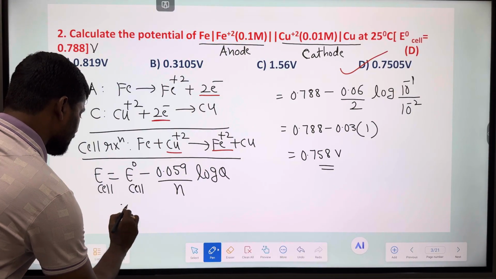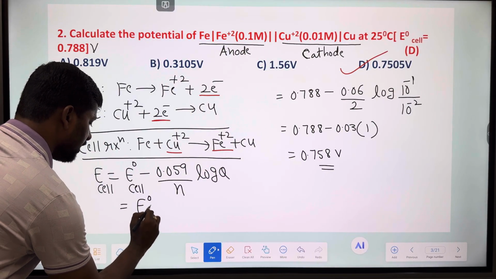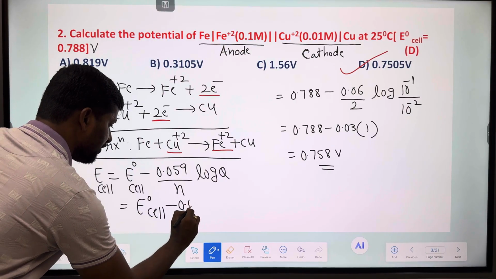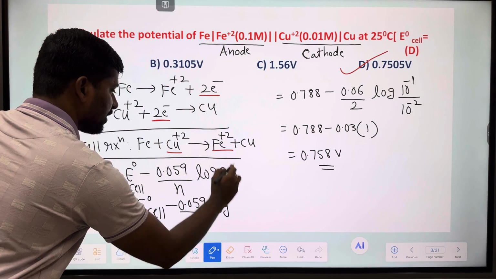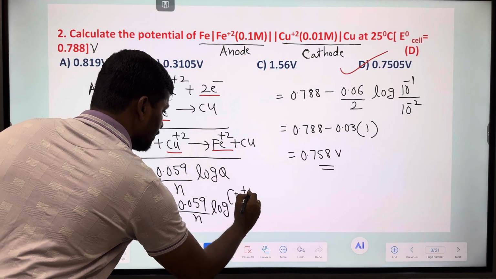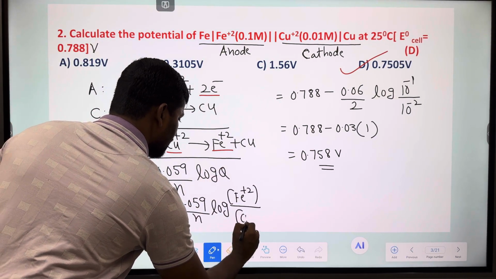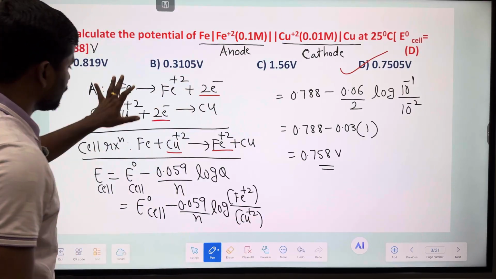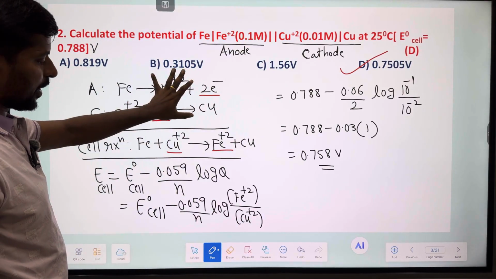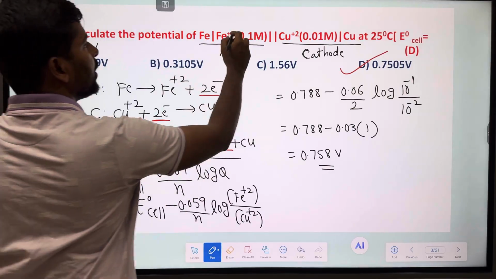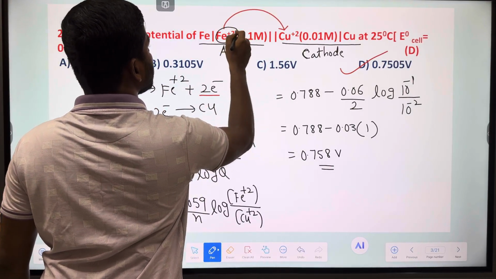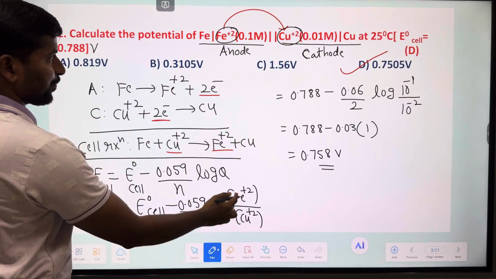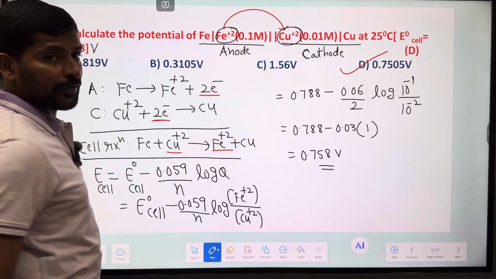Okay, here E0 cell minus 0.059 by n log. Product side we have the concentration of Fe2+ and reactant side we have what? Concentration of Cu2+. So without writing all these electrode reactions, you can directly put this one by this one, and always we will get this one by this one in Q, right? Fe2+ by Cu2+.